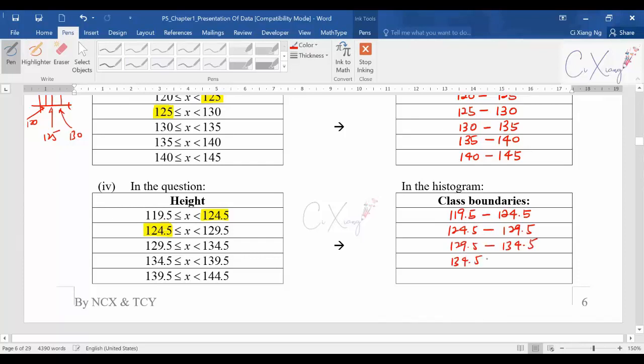Alright, so when I write it out, I will just copy it. No need to do any adjustment.